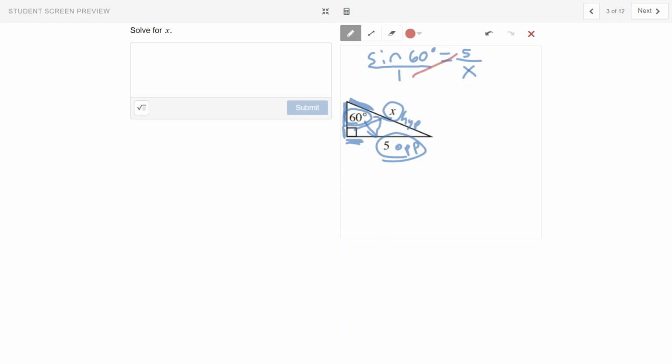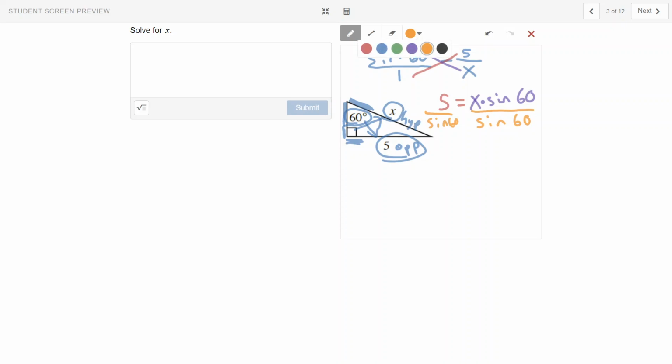That's where we do that. 1 times 5 is 5, and that would be equal to x times sine 60. Well, we want to get x by itself. Sine 60 is just a number. Our calculator knows what it is. So we could just divide by it. If you had 2x, you would divide by 2, right? If we have sine 60 times x, we just divide by sine 60.